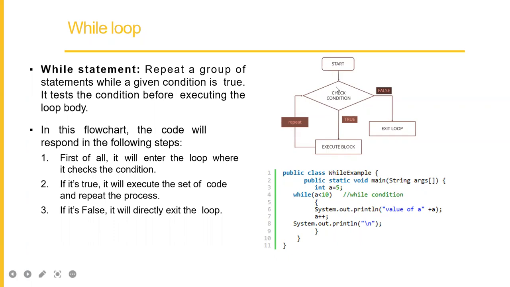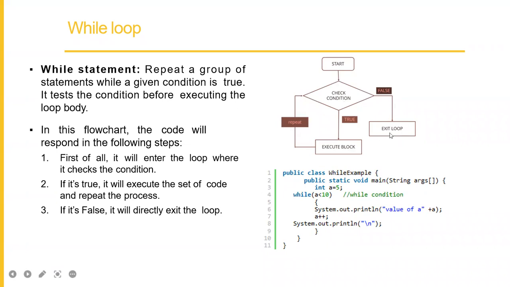Check the condition. If the condition is true, execute the body of the loop. This will be executed and it will repeat the process. Till what? Till it's less than 10. Now, if this condition is false, in that case, we will exit the loop.